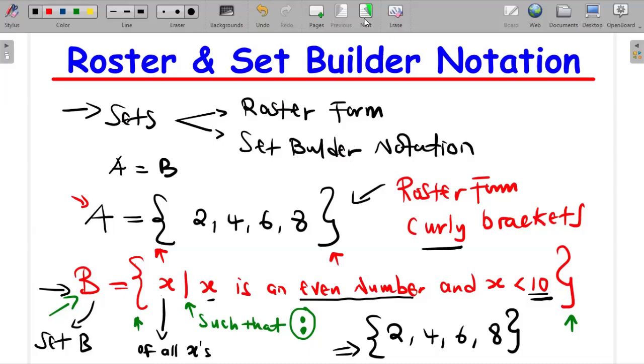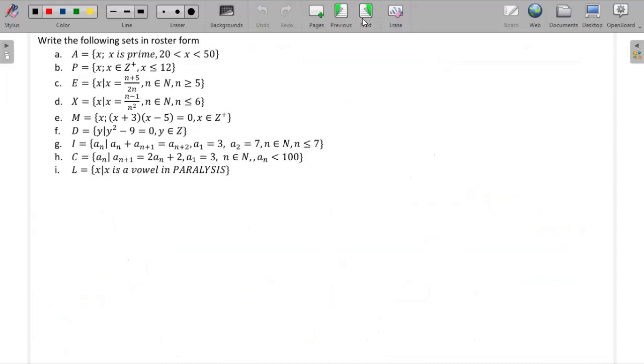Let's now try to answer questions from the tutorial sheet. This here is our first question. It says, write the following sets in roster form. So they're simply telling you to list all the elements that are going to be in that particular set. All these sets we've been given here are in set builder notation, so we have to interpret what they are describing, and then put it in roster form.